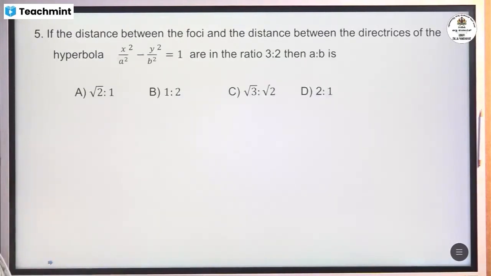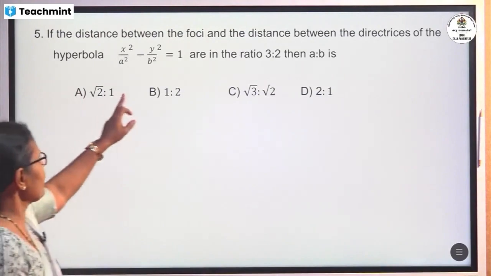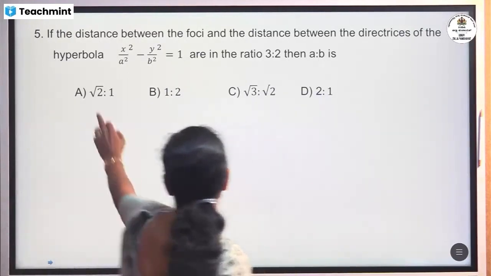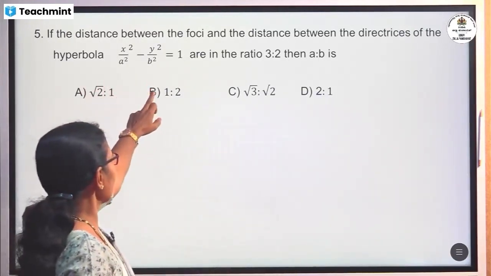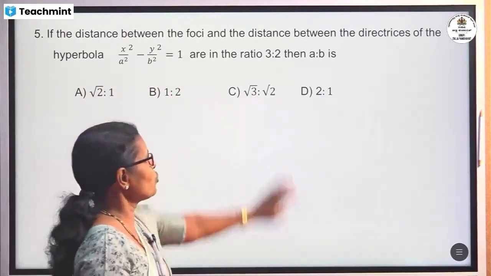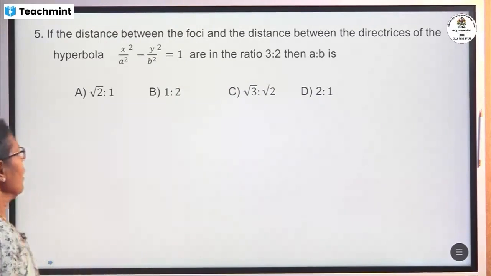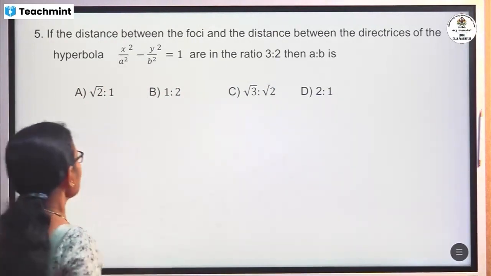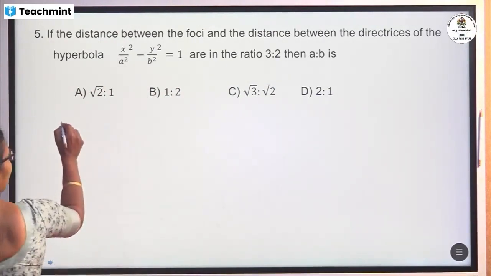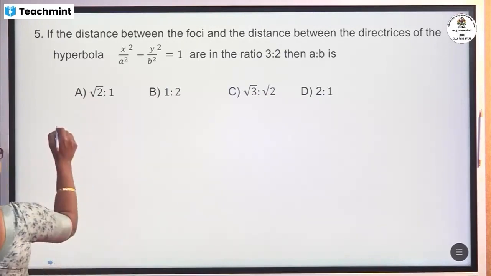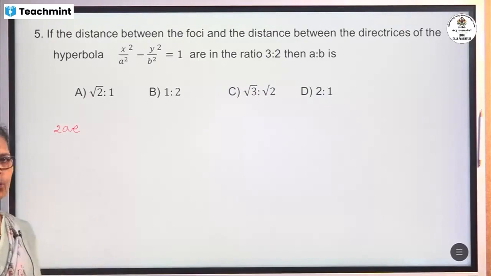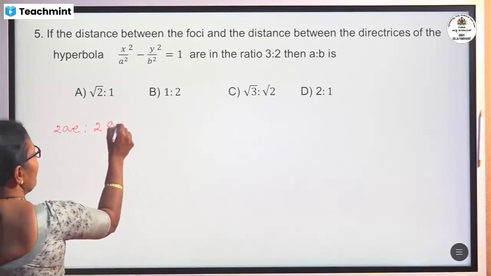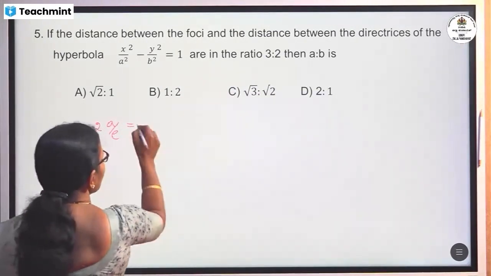Then move to the next question, the fifth one. If the distance between the foci and the distance between the directrices of the hyperbola x square by a square minus y square by b square is equal to 1 are in the ratio 3:2, then a is to b is... We know that the distance between the foci of the hyperbola is 2AE, and the distance between the directrices is 2A by E.